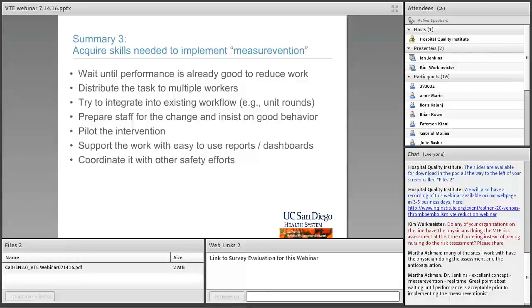Distribute the task to multiple workers, but not everyone, because then it's too hard to educate them all. And if you can, try to integrate it into an existing workflow. That will save people a bunch of time, make them feel like it's not a new task.